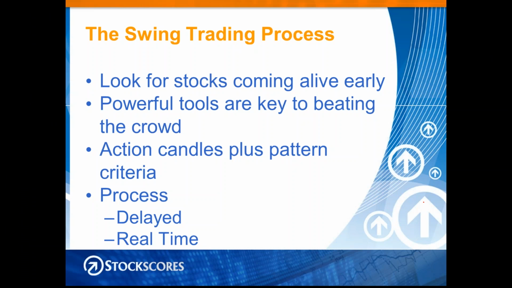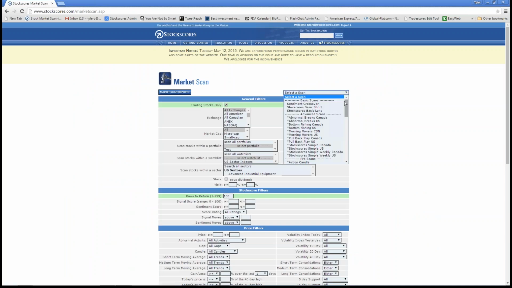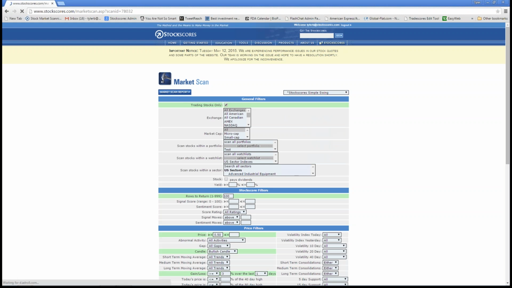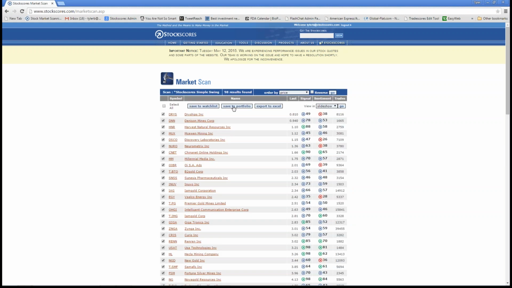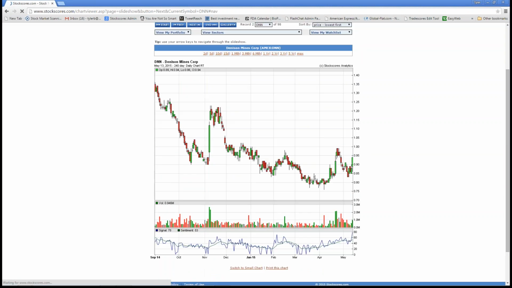It's, again, easier on Stockscores, but it's not real time on Stockscores. So if I jump back to the Stockscores website, go to the market scan. Instead of running the day trader scan, I'm going to run one called Stockscores Simple Swing. Run that report, 98 stocks. I'm going to now inspect those charts, and I'm looking for very specific things in these charts.